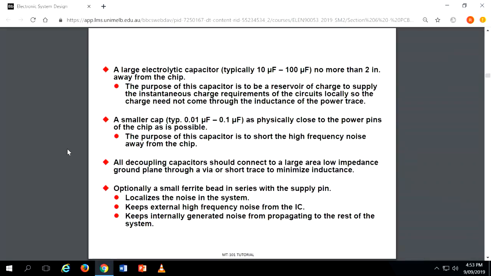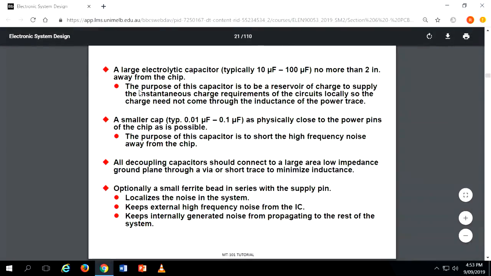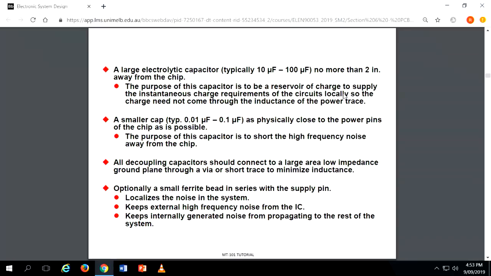A large electrolytic capacitor for decoupling, that is 10 microfarad, even up to 100, but we don't use 100, 10 is mostly used. No more than 2 inches from the chip. The purpose of this capacitor is to be a reservoir of charge to supply the instantaneous charge requirements of the circuits locally. So your ICs draw the switching power from that, and the circuit is closed there by that capacitor, so that the charge need not come through the inductance of the power trace. It is not drawing from the far away regulator and pulling through the track.